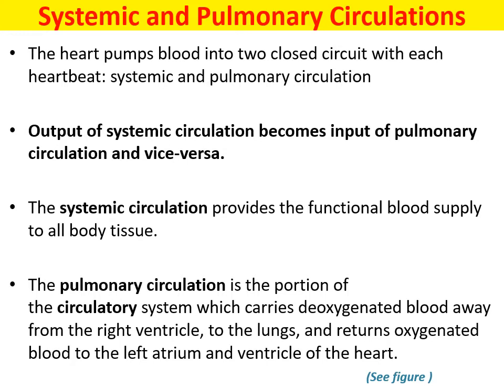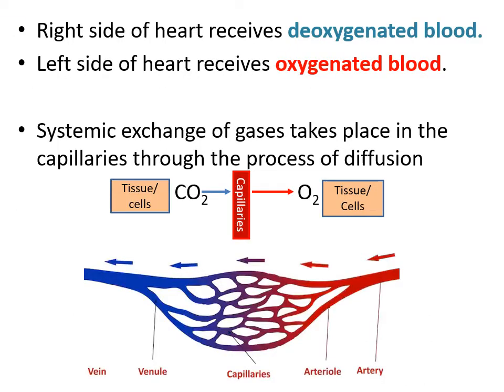The systemic circulation provides the functional blood supply to all body tissues, as we have discussed earlier. The pulmonary circulation is the portion of the circulatory system which carries deoxygenated blood away from the right ventricle to the lungs and returns oxygenated blood to the left atrium and ventricles of the heart. As we already discussed, the right side of the heart receives deoxygenated blood, that is, less in oxygen and more in carbon dioxide. And the left side of the heart receives oxygenated blood, that means the blood contains a lot of oxygen, or it is oxygen rich. Systemic exchange of gases takes place in the capillaries through the process of diffusion.